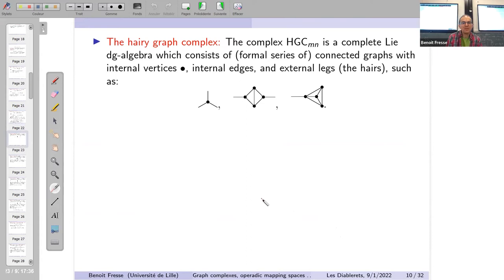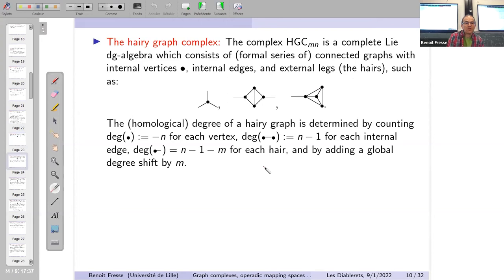So, to recall things quickly, the hairy graph complex GC_{m,n} is a complete DG Lie algebra. It consists of formal series of connected graphs with internal vertices, internal edges, and external legs, which we call the hairs. The homological degree of every graph is determined by counting minus n for each vertex, n minus one for each internal edge, and n minus one minus m for each hair, and by adding a global degree shift by m. So the definition up to parity doesn't depend on m and n; only the grading depends on m and n.